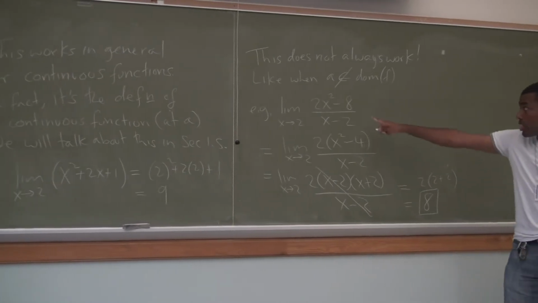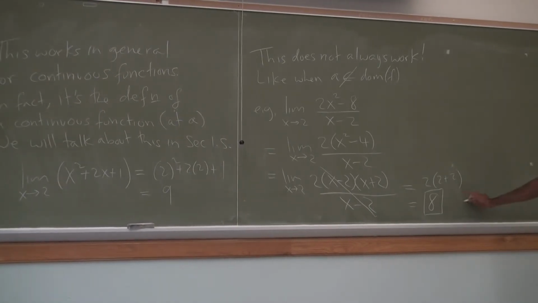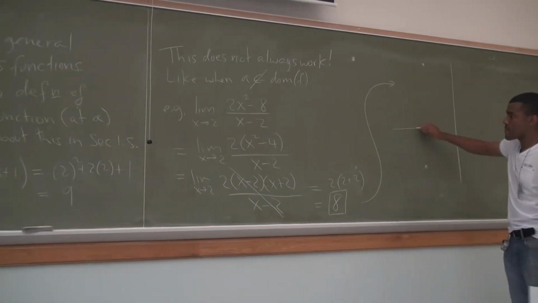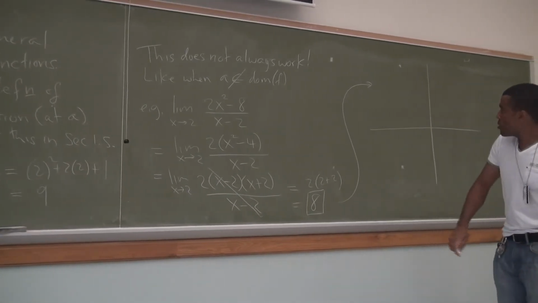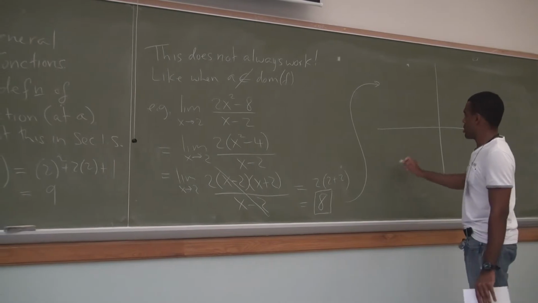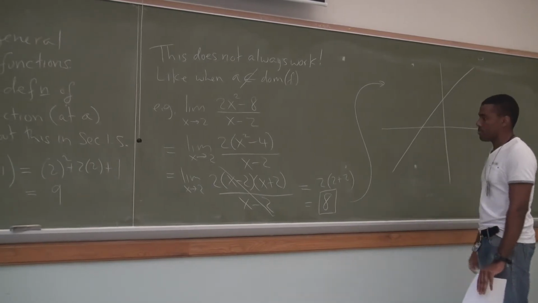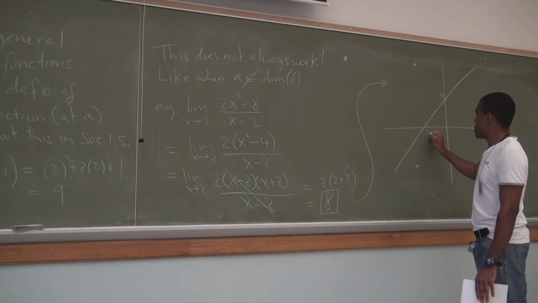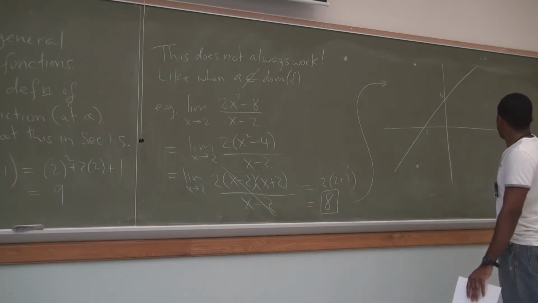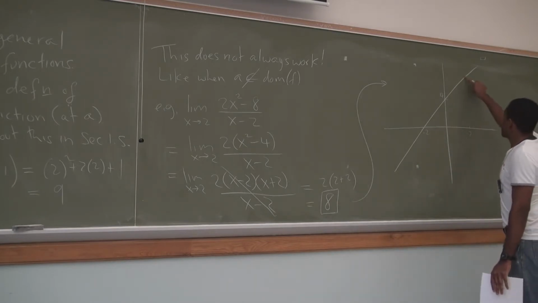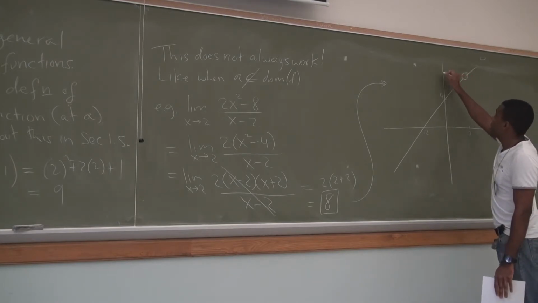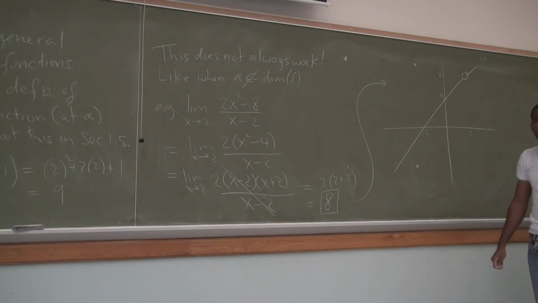Notice that at 2, the function is not defined because you actually divide by 0. In fact, if you were to graph a picture of this function, it would look something like this. Go to 4, 2, and when x is 2, there will be a hole. It will be around the level of 8.